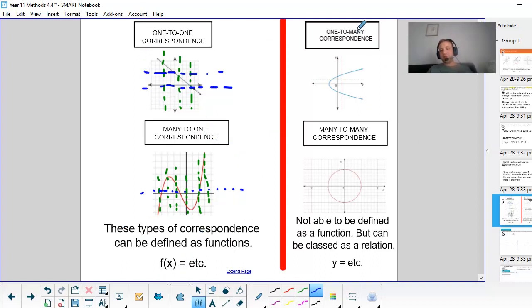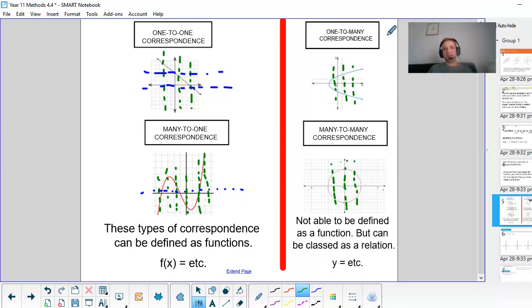What we've got over here on this side is two graphs that are going to fail this vertical line test, which means they're not functions, right? All of those lines are hitting my graph more than once, right? This one hits the graph twice. This one hits the graph twice. As soon as there's one vertical line I can draw that hits my graph more than once, it's not a function. But these are classified differently.